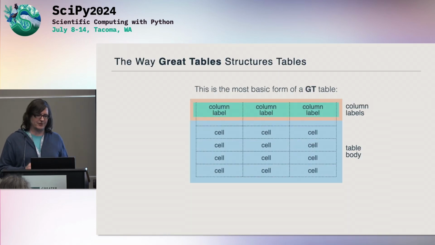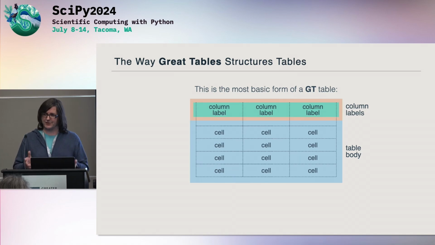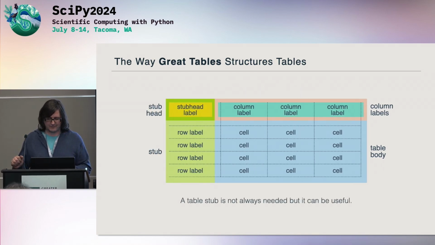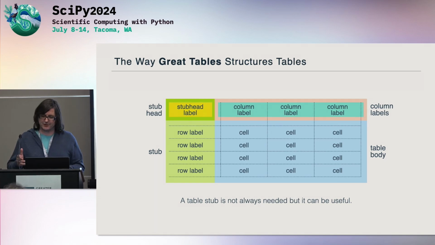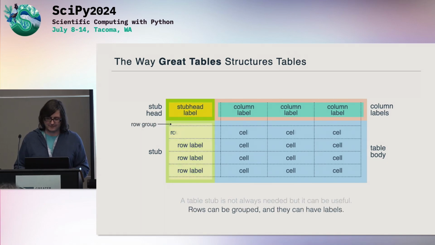So let me tell you a bit about how Great Tables thinks of a table, how it structures a table. It's basically done with components. So here's the most basic form of a GT table. It just has column labels, a table body, pretty bog simple. But we have this other feature called a stub. It's a little thing that goes to the left. It's essentially another column, but it's kind of set off. It's nice. You can put row labels in there, and in the top left, you can put a label on top of all these labels. So it's not always needed, but it's actually quite useful.